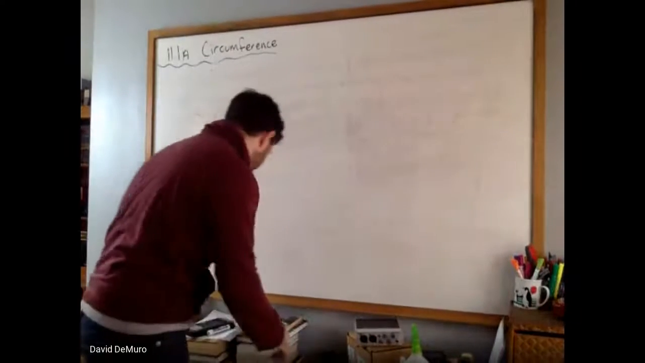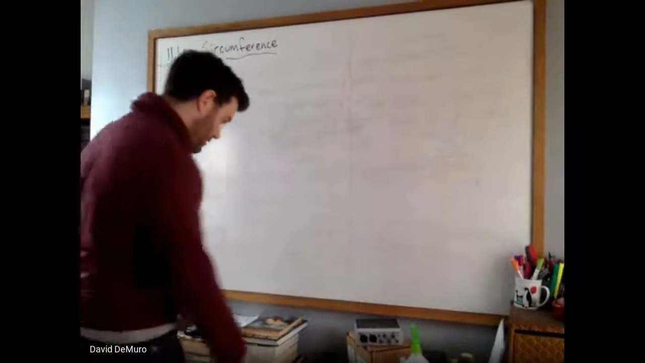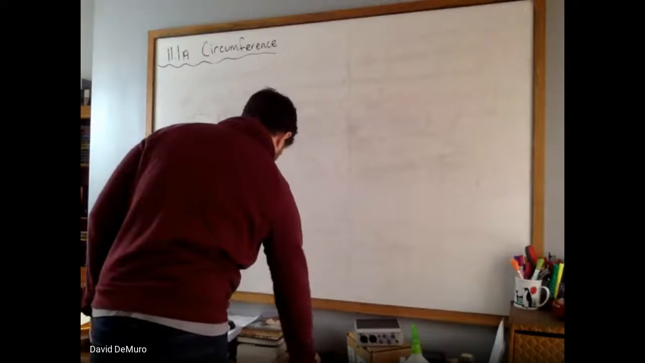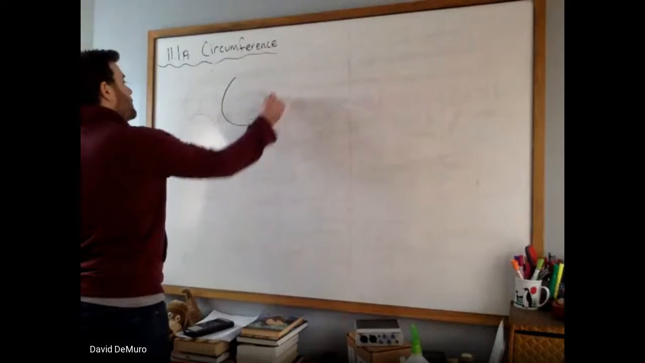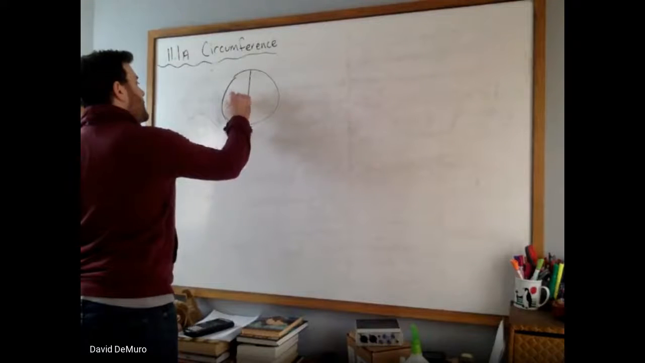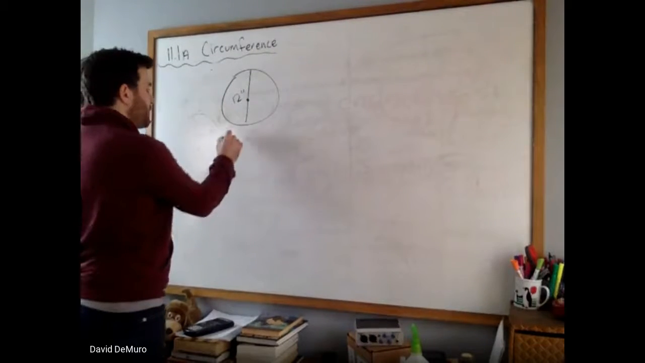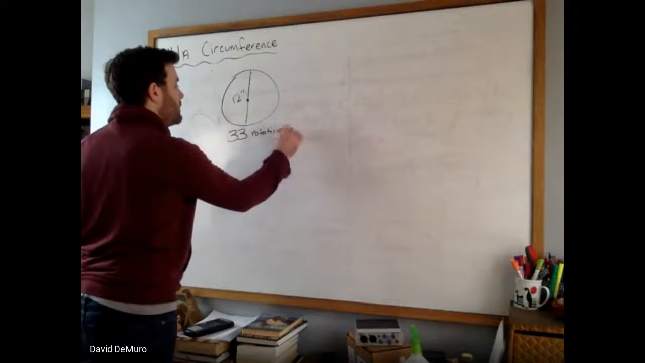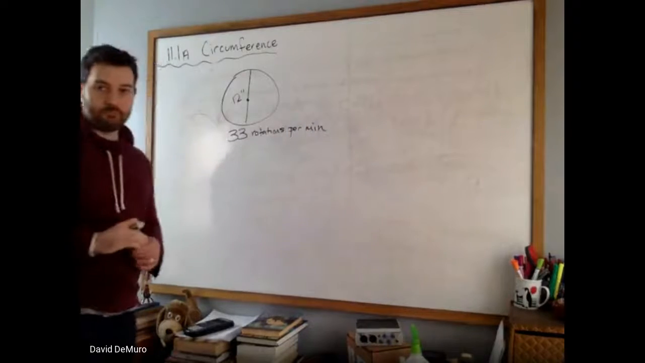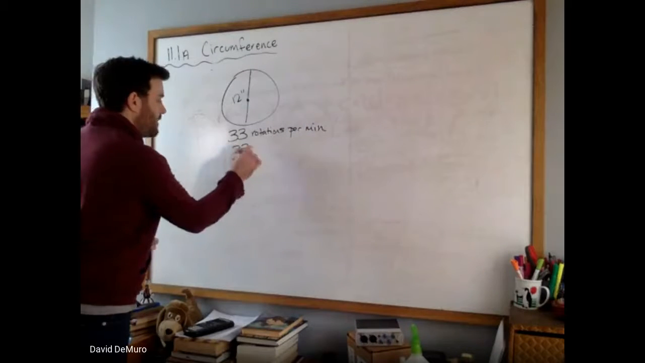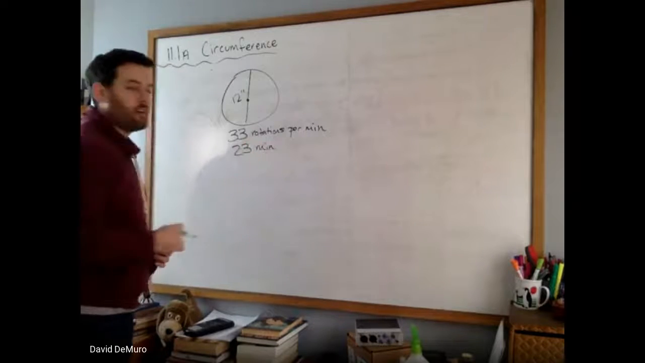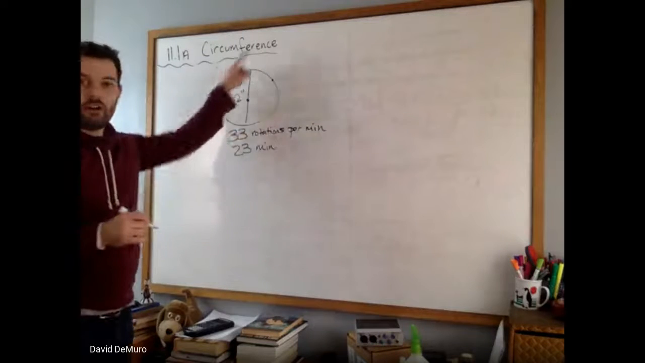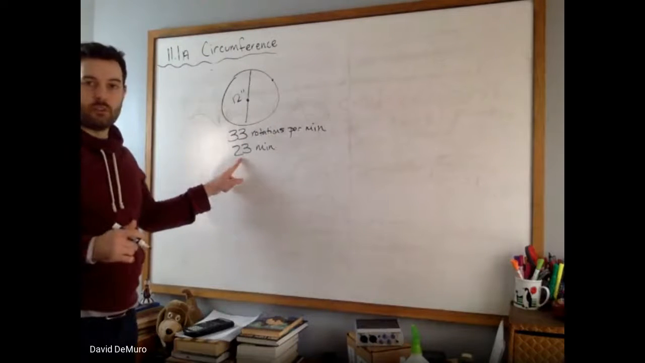So here's what we know about it. We've got a circle that has a diameter of 12 inches. And this is going to rotate 33 times every minute. And this side of that record is 23 minutes long. So the question is, if we've got a spider sitting at the edge, how far in all is it going to travel in those 23 minutes?